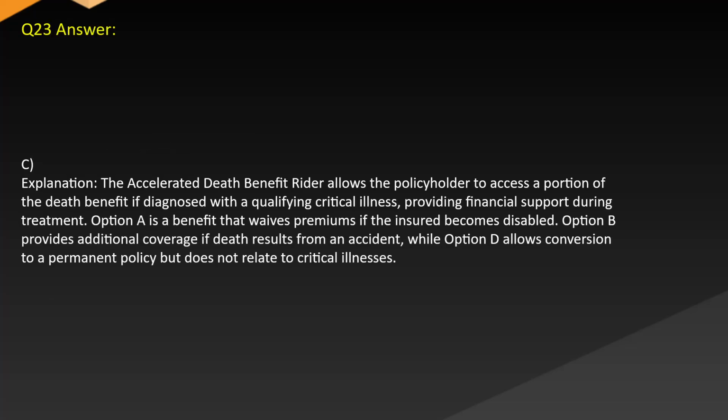Answer: C. Explanation. The accelerated death benefit rider allows the policyholder to access a portion of the death benefit if diagnosed with a qualifying critical illness, providing financial support during treatment. Option A is a benefit that waives premiums if the insured becomes disabled. Option B provides additional coverage if death results from an accident, while Option D allows conversion to a permanent policy but does not relate to critical illnesses.